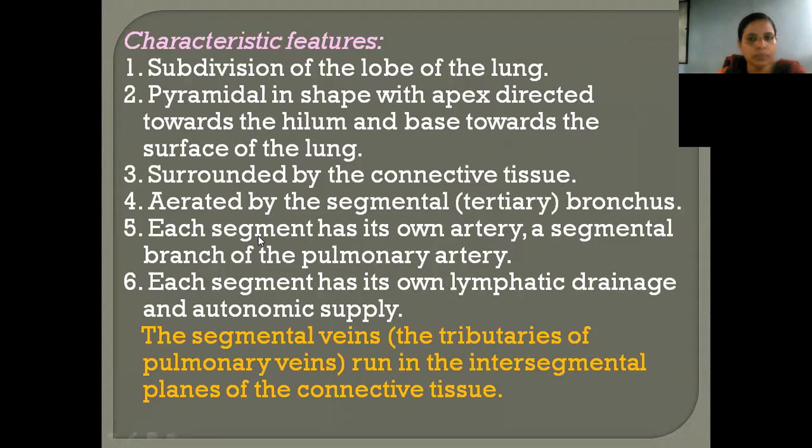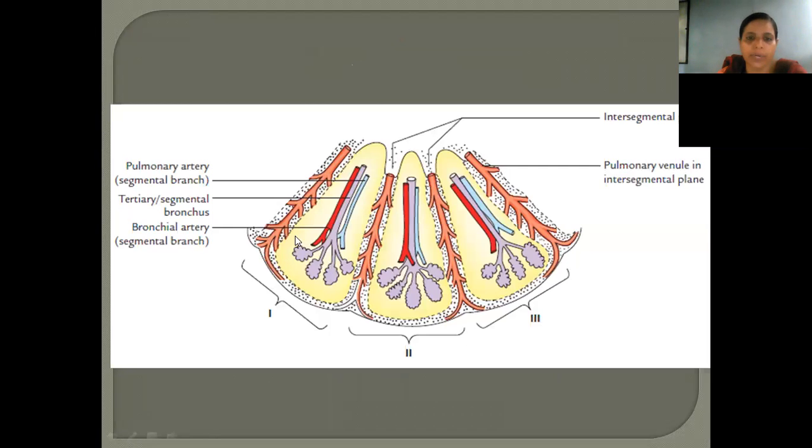Now see here, we are shown three segments: one, two, three. Each segment has its own tertiary bronchus.